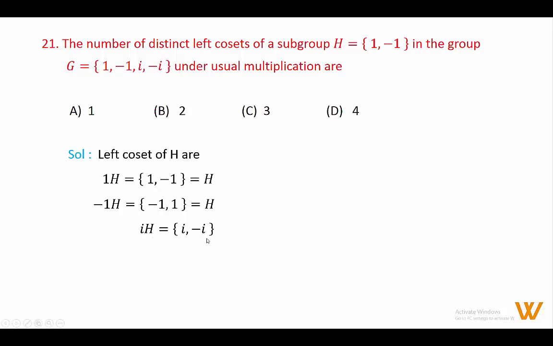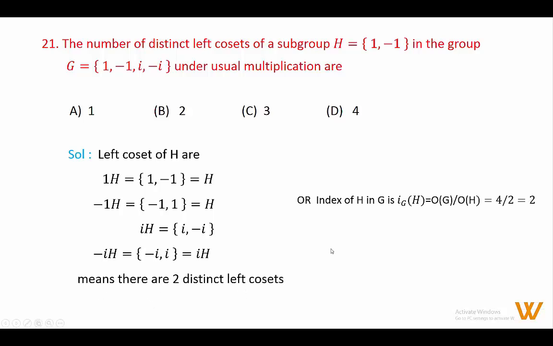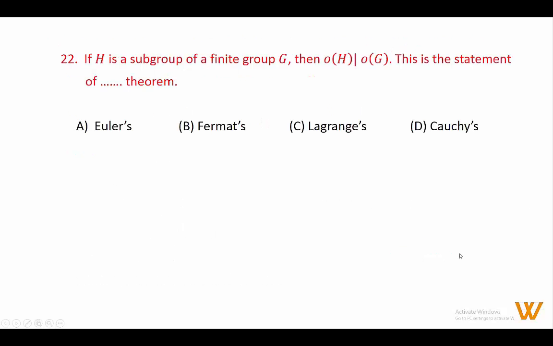iH is {i, -i}, and -iH is {-i, i}, which is iH. This means the distinct left cosets are H and iH, so there are two distinct left cosets. Or we can also solve this problem by using Lagrange's theorem. The index of H in G is order of G divided by order of H. The order of G is 4 and the order of H is 2, so 4 upon 2 is 2, meaning two distinct left cosets. Answer is option B, 2.